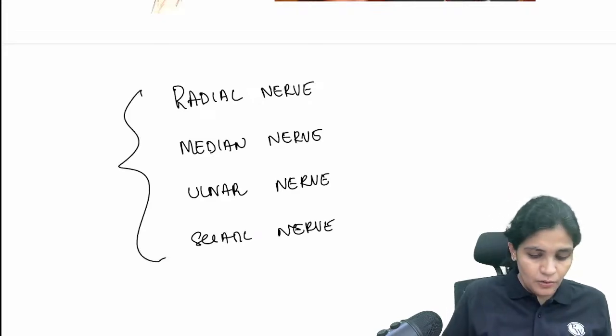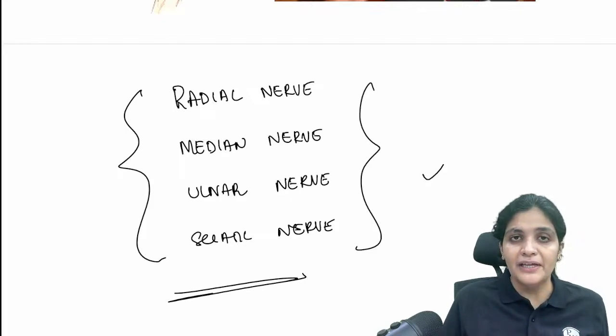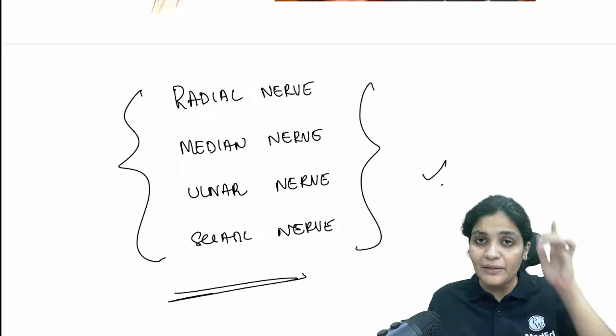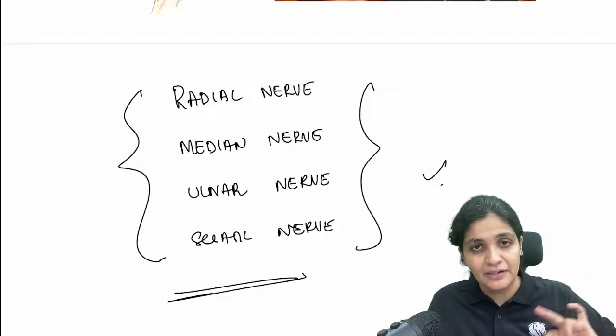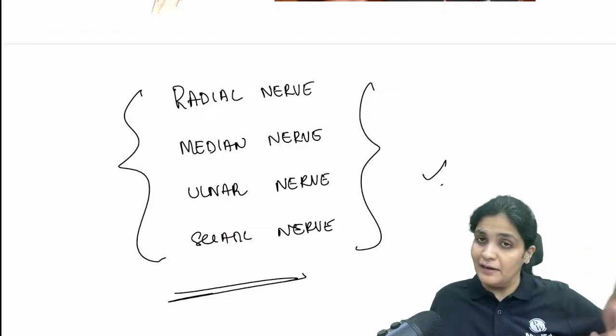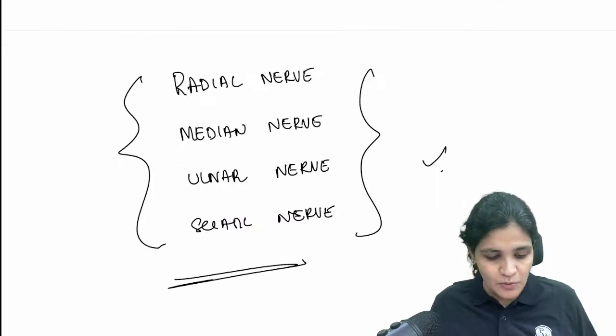So this is all you have to learn whenever you're going for the exam. Even if they put up the case of ulnar nerve, they will ask questions regarding radial and median and sciatic. And if they put up radial nerve, they will ask all the nerves. It is very, very important.